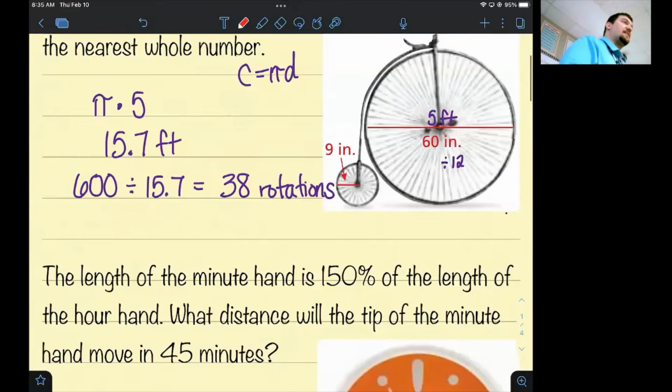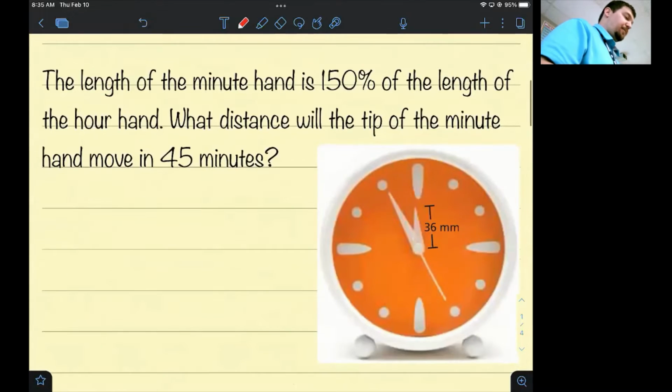Okay. Our next problem is about a clock. It says the length of the minute hand is 150% the length of the hour hand. Now, which one's the minute hand and which one's the hour hand? Lucas? The hour hand's the shorter one. The minute hand is the longer one. Which one moves faster? The minute hand. Actually, the second.